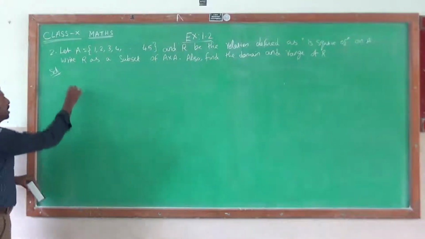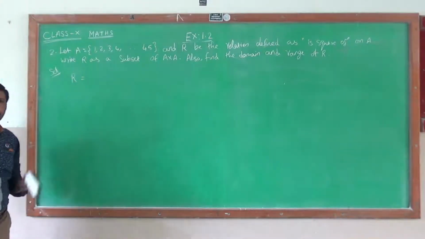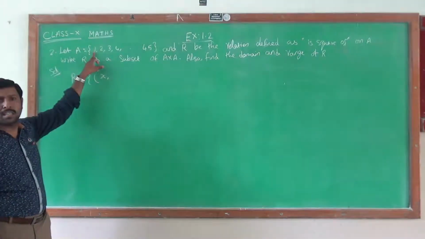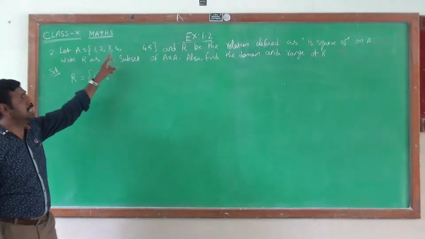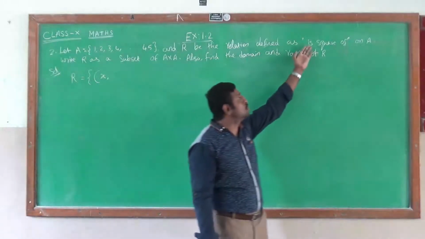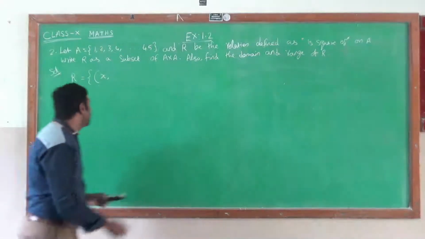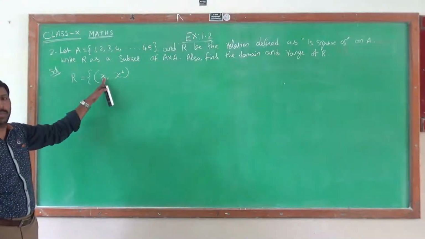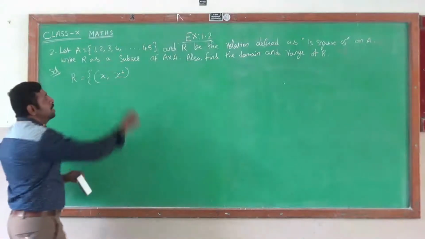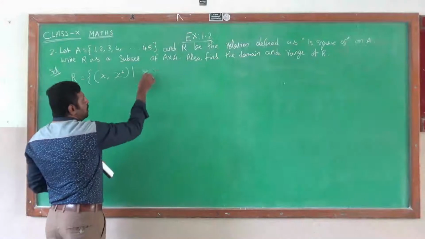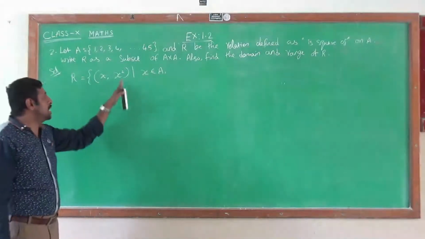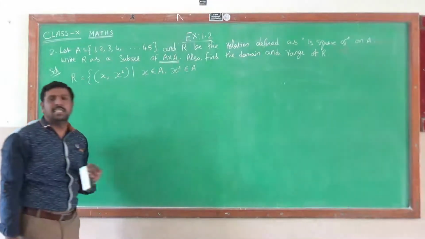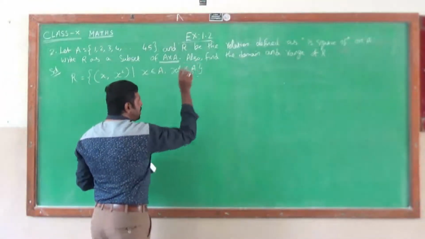Here, let me take R as the relation. The first set is X, that is A. The first element I take as x, and the second element is the square of that element, such that x belongs to A and x squared also belongs to A, because here the relation is on A cross A. So the relation is conditioned like this.